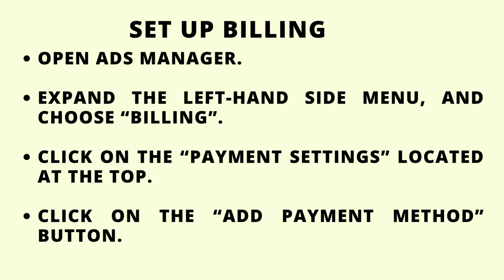Open Ads Manager. Expand the left-hand side menu and choose Billing. Click on the payment settings located at the top. Click on the Add Payment Method button. Add your credit card or PayPal information and save changes.